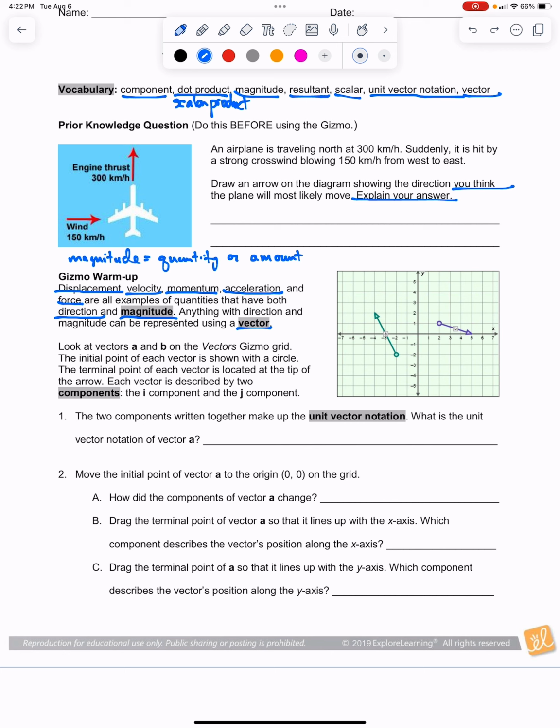So each vector is described by two components, the i component and the j component. For part 1, it says the two components written together make up the unit vector notation. What is the unit vector notation of vector A? That one right there. Well, let's go to our Gizmo. You should be logged into your Gizmo by now. If not, pause the video, log in.